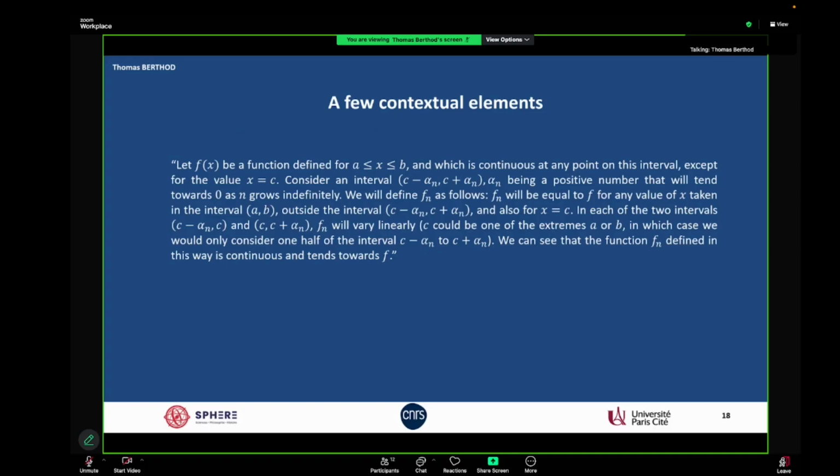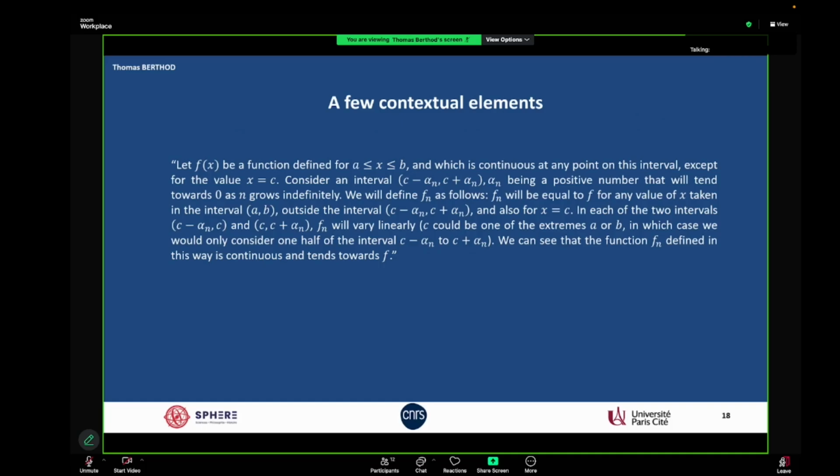So if we take the function tangent on the interval minus pi divided by 2 and pi, you will have the following function. So you have the discontinuity at pi divided by 2, and so what we want is to construct a sequence of continuous functions that will tend to this function here. So the idea is just to consider an interval around this discontinuous point, and to take for every term of the function the same value as the initial function, but on the other part you will consider a linear function.